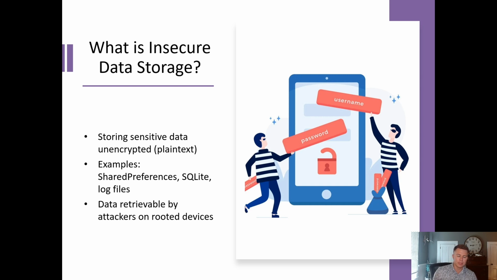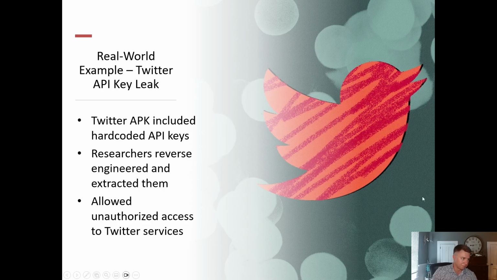So this really applies to a lot of different things. It applies to your shared preferences, which are often used for authentication tokens, our SQL-like databases, which are for storing user profiles and transaction histories, our cache files and logs, and even some external storage which other apps can read. So there's a ton of different options.